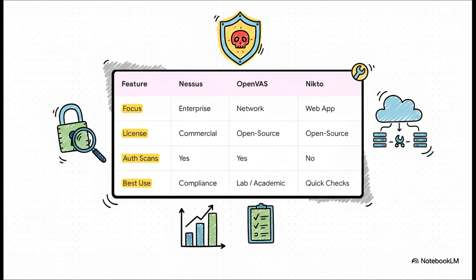And check out auth scans. Nessus and OpenVAS can do them, but Nikto can't. So, for the best use case, you'd grab Nikto for a quick check. But for serious, deep dive compliance work, Nessus is pretty much the industry standard. It's all about picking the right tool for the specific job you're doing.